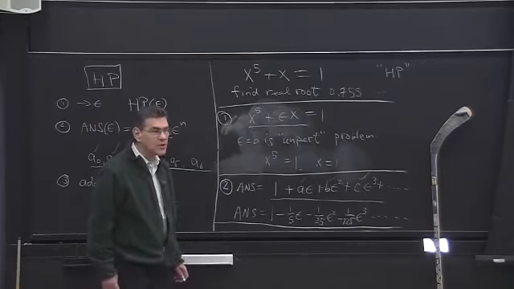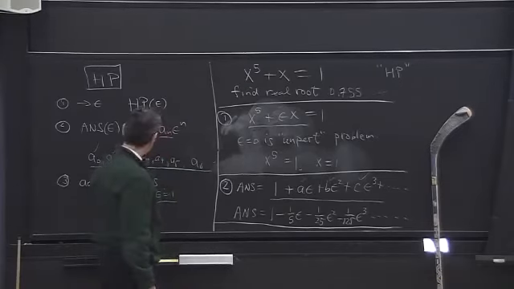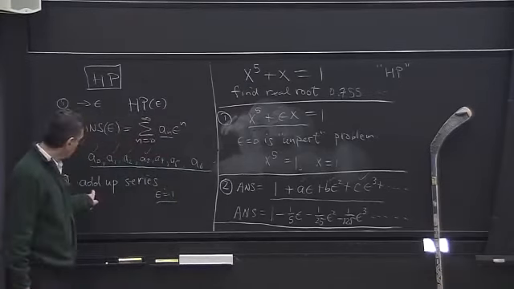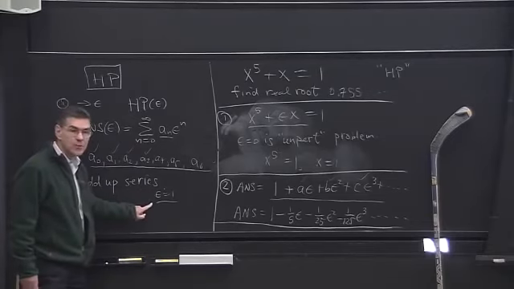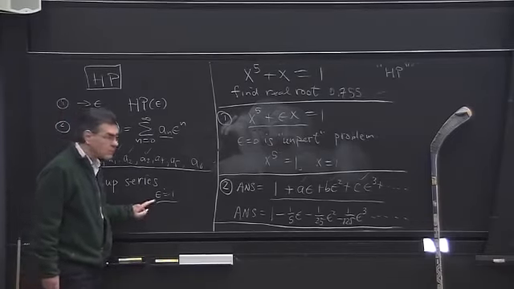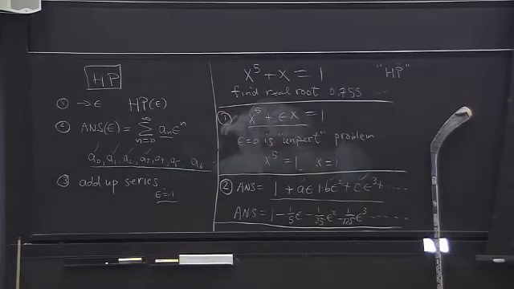Now the question is, how do we do step 3? Step 3 says you have to add up the perturbation series with epsilon equals 1. Okay, so we set epsilon equal to 1. So this is step 3.